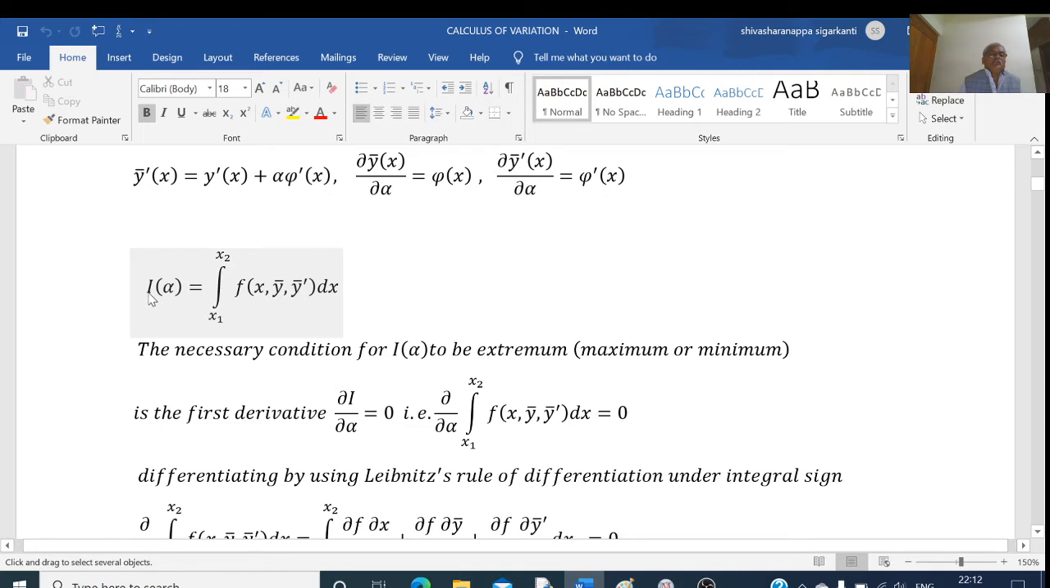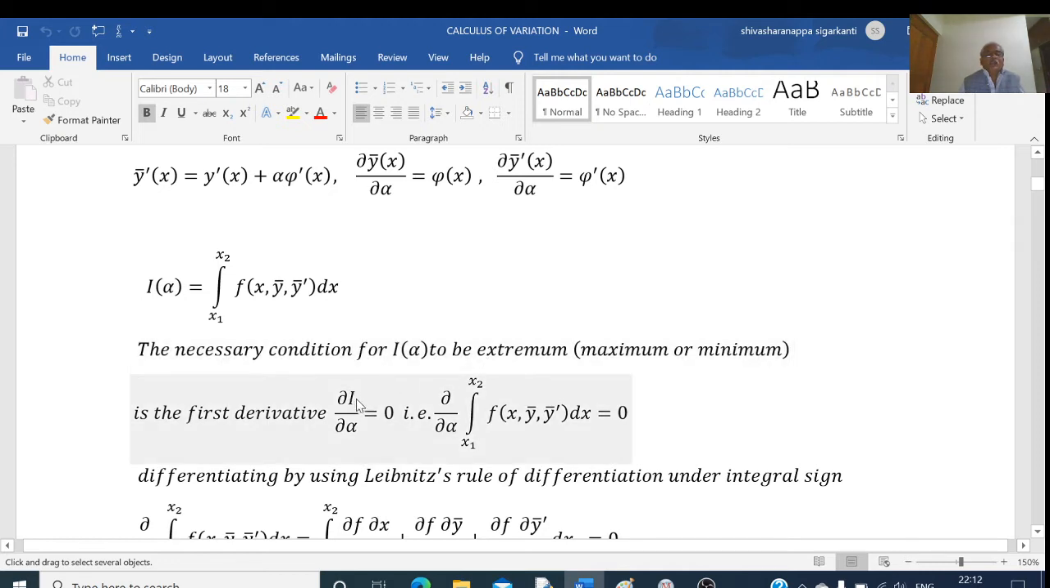Therefore, we denote this by say I of alpha. And we know that the necessary condition for a function y equal to f of x to be maxima or minima is its first derivative is equal to 0, that is dy by dx is equal to 0. As here, I of alpha is a function of alpha and this is optimum, that is maximum or minimum, the necessary condition is its first derivative must be equal to 0.